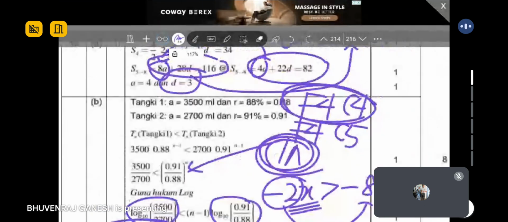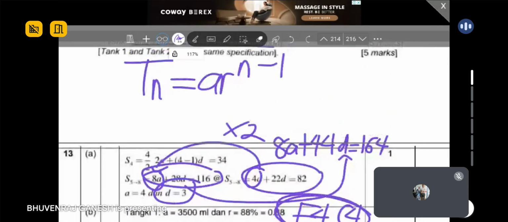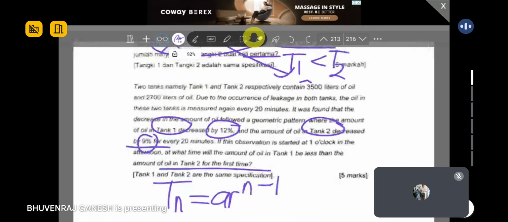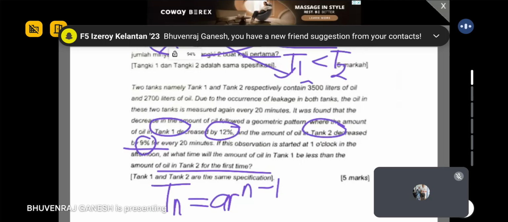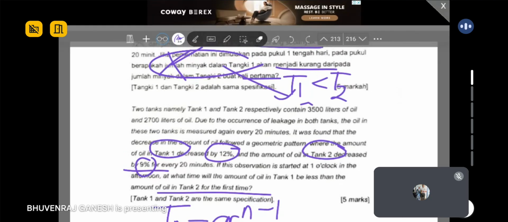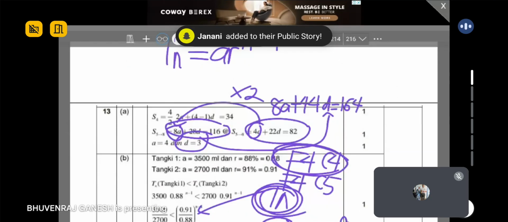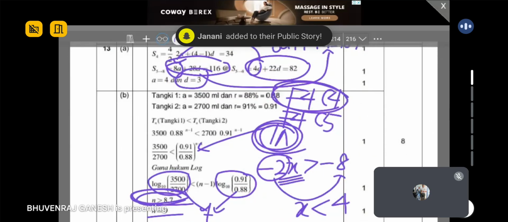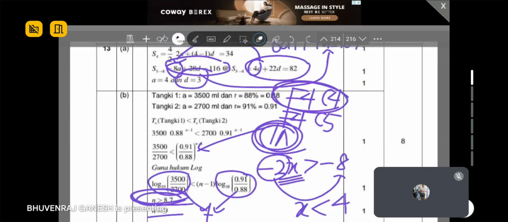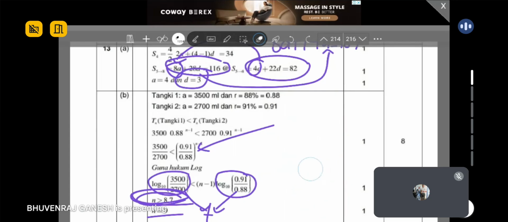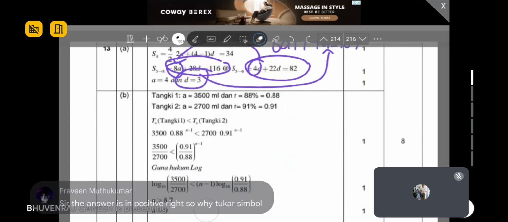Okay? Alright. But then, if you see the question again, they ask you what time? So guys, can I leave my final answer at n equal to 9? Yes or no? They ask you at what time? The answer is in positive, right?